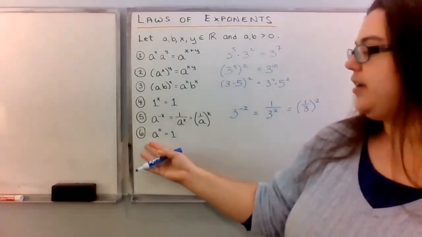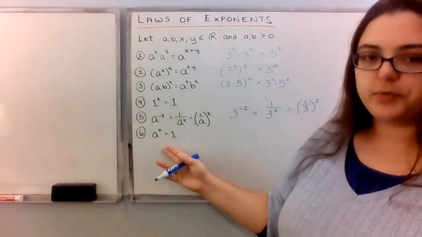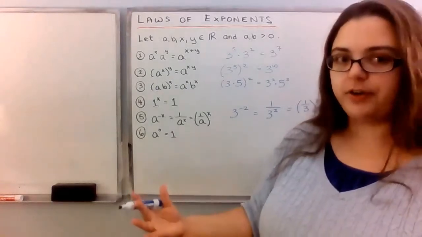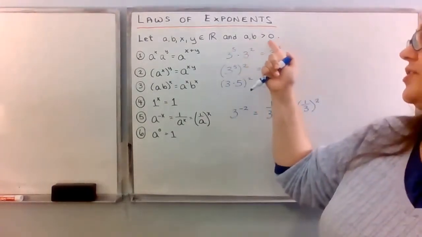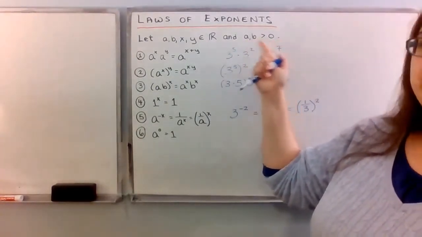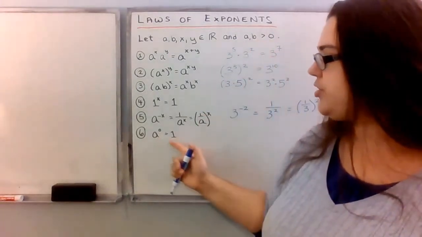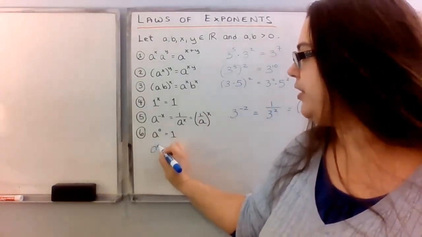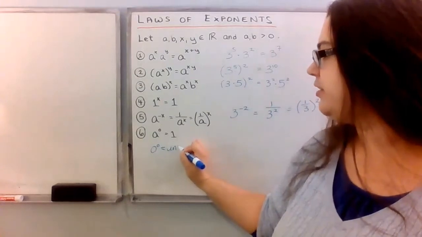And lastly, any number to the 0 power is going to give us 1, except for 0. This is why we needed to make sure A was greater than 0. If you have 0 to the 0 power, that's going to be undefined.